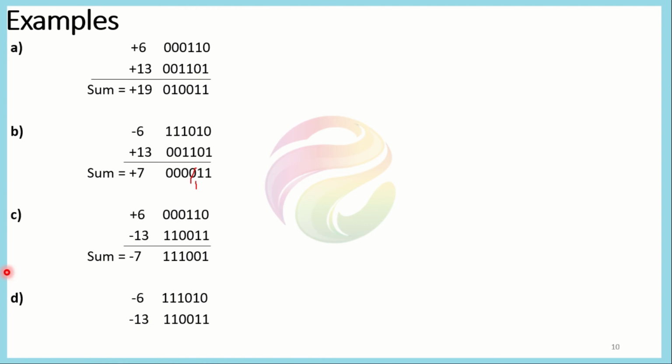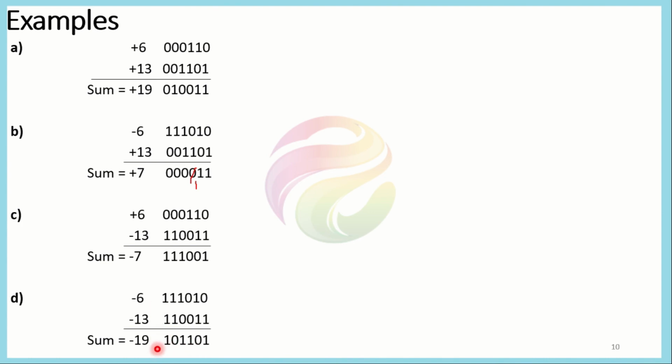And the last one is that we add minus 6 and minus 13. Both of these numbers are negative now, so that would result in a negative number, minus 19. It is very clear from the decimal part that it should result in a negative number. If you see this, we will have a result here as this. The most significant bit here represents that this is a negative number. So if we take the 2's complement, it would be equal to 19.